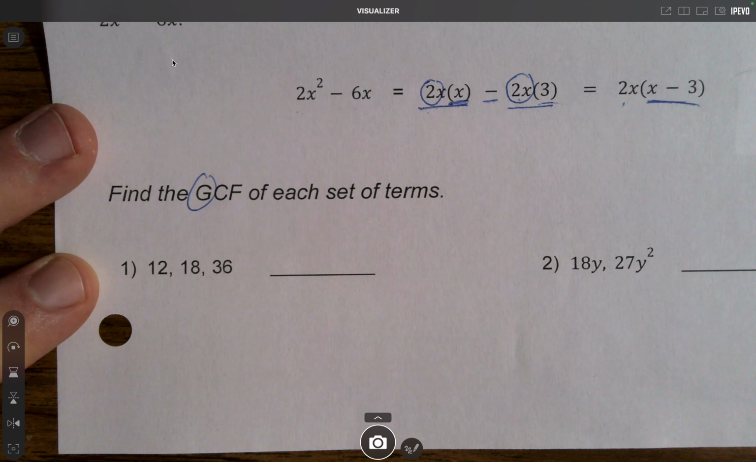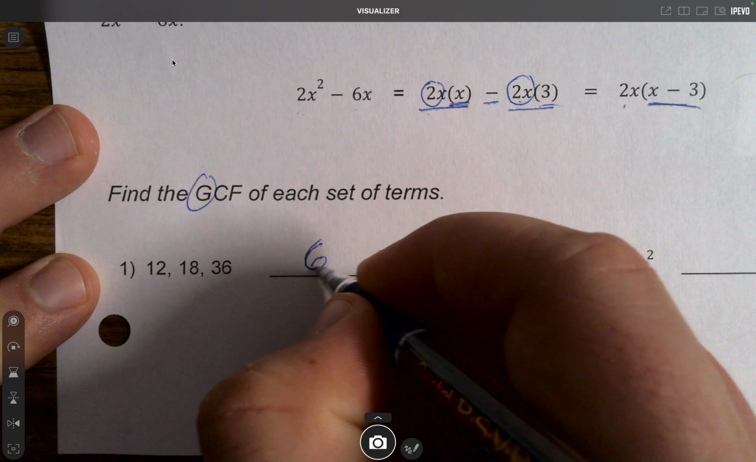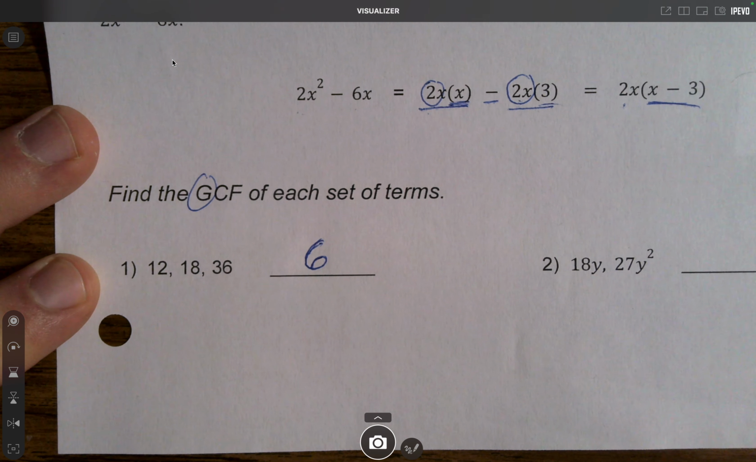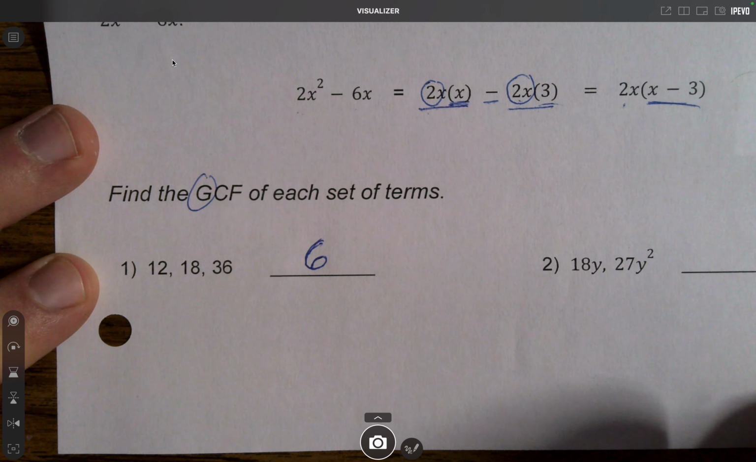It is 6. 6 is the biggest number that would go evenly into all three of those. Okay, now let's look at number 2.